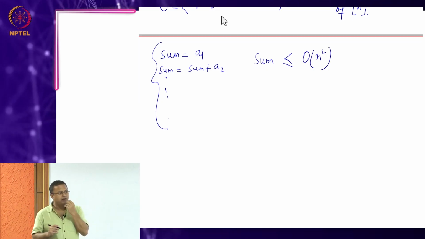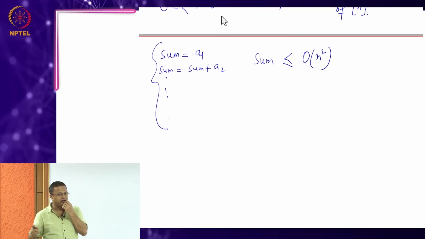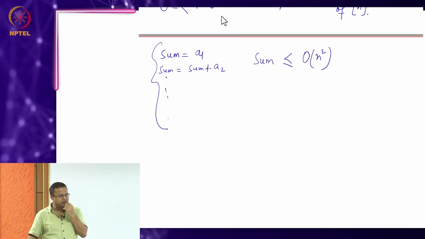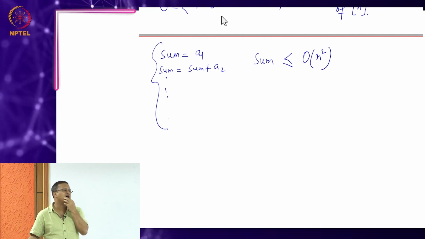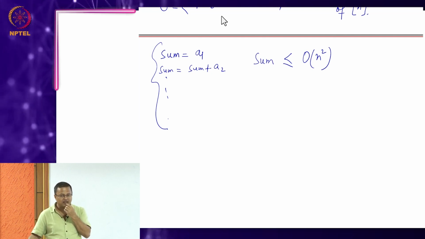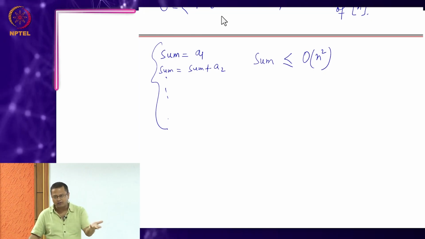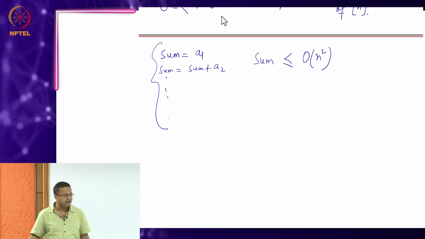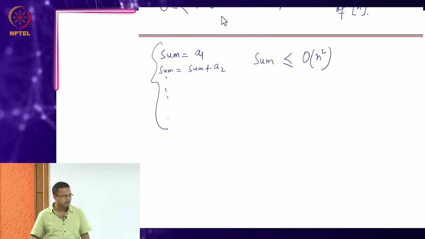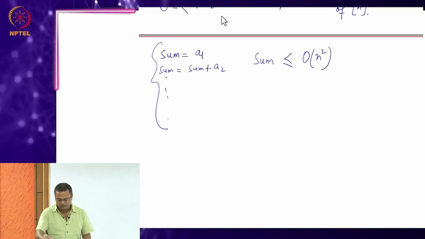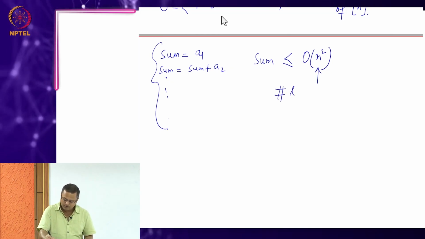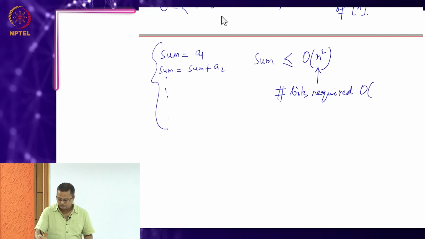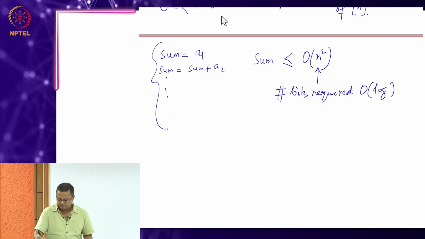To represent a number n, how many bits do I need? Log n. To represent a number n square, how many bits do I need? Right? Order log n. So, to represent any number that is poly in n, I require order log n, right? You agree to this?